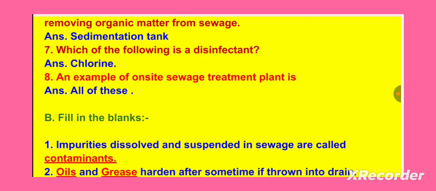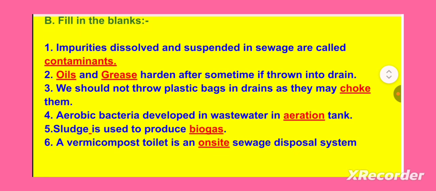Fill in the blanks. Impurities dissolved and suspended in sewage are called contaminants. Oil and grease harden after some time if thrown into drain. We should not throw plastic bags in drains as they may choke them. Aerobic bacteria develop in wastewater in aeration tank. Sludge is used to produce biogas. A vermicompost toilet is an on-site sewage disposal system.